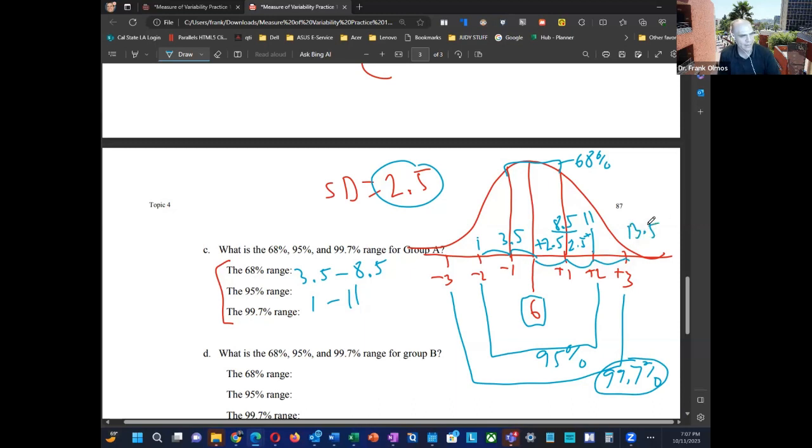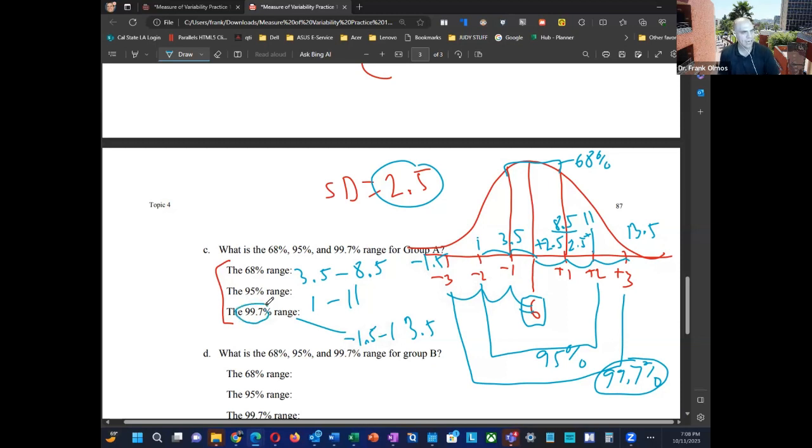13.5. All right, so that's 13.5. And this time you subtract it 3 times to get the bottom part. You subtract 2.5, another 2.5, subtract another 2.5, and you get negative 1.5. So you get negative 1.5 to 13.5. This is the 99.7 range.